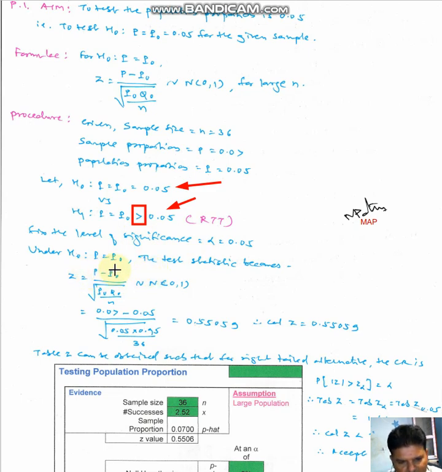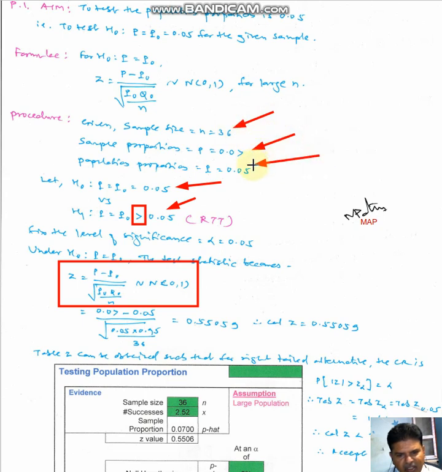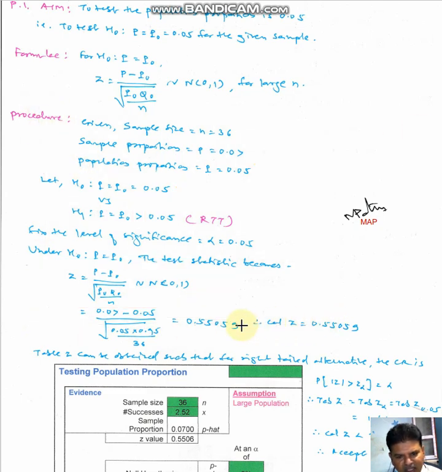Now, under H naught, P is equal to P naught, the test statistic becomes this, right? And we also know what those values are: sample size, sample proportion, and population proportion. All these values are known to us. So once all these values are known, we need to put these values in the equation. If we substitute, what are we getting?